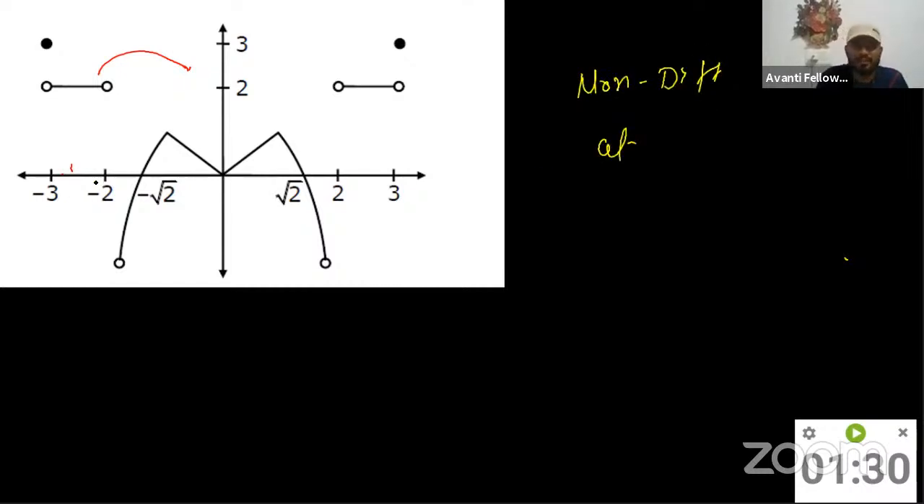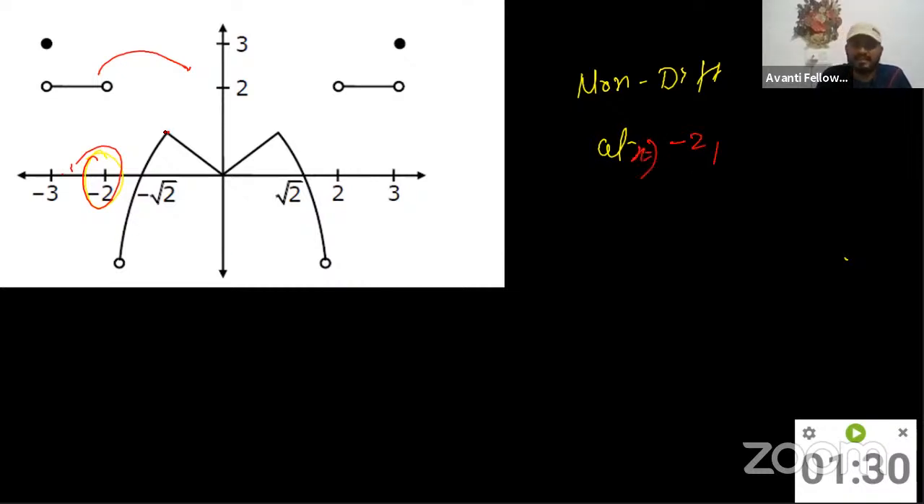Non-differentiable at, first of all, at x is equal to -2. Why? Because at x is equal to -2, the function is discontinuous. If at any point the function is discontinuous, then 100% at that point the function will be non-differentiable. So the non-differentiability at x is equal to -2.